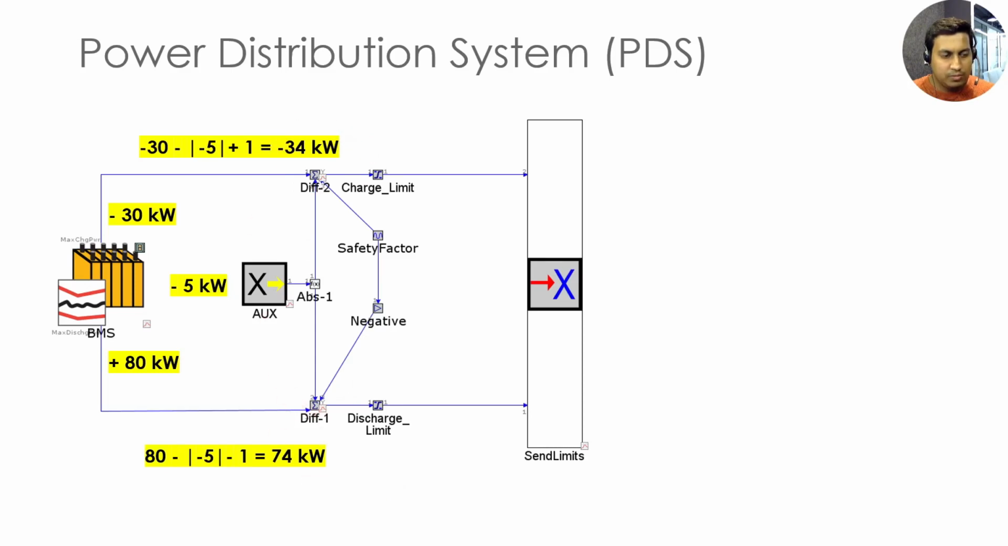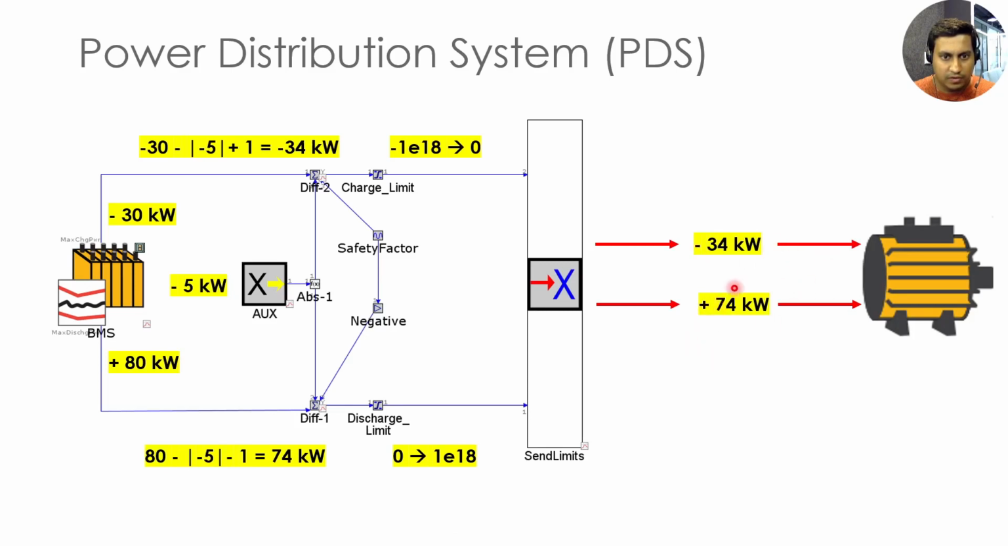Assuming there are no other accessory loads like HVAC loads, compressor loads, etc., these two powers can be transferred directly, applying some upper bounds, which can be considered as a very high value, making sure the charging limit is negative and the discharging limit is positive. So these can be transferred to the remaining subsystems comprising the traction motor, for instance. So eventually we end up getting minus 34 kilowatts of charging limit and 74 kilowatts of discharging limit within which the motor can operate.